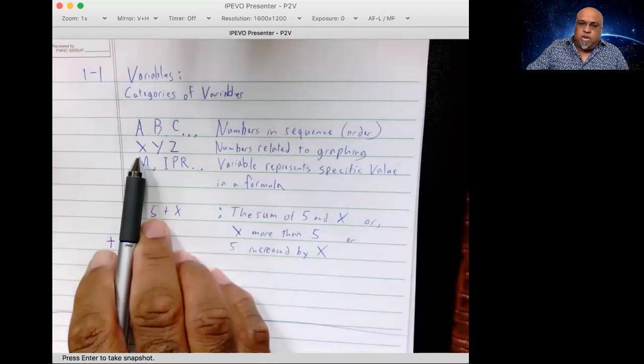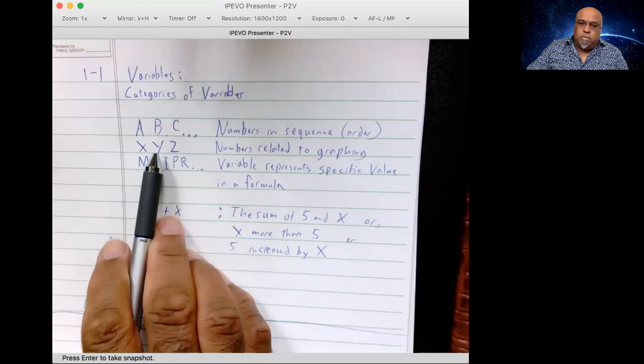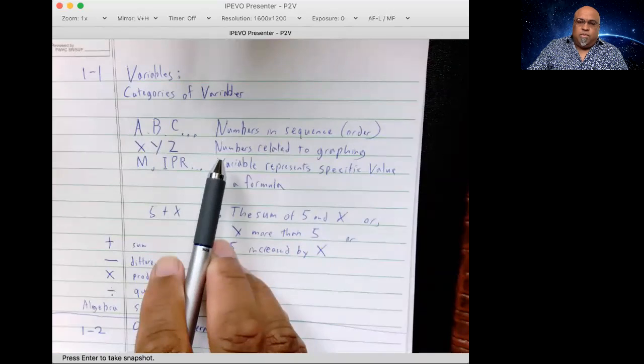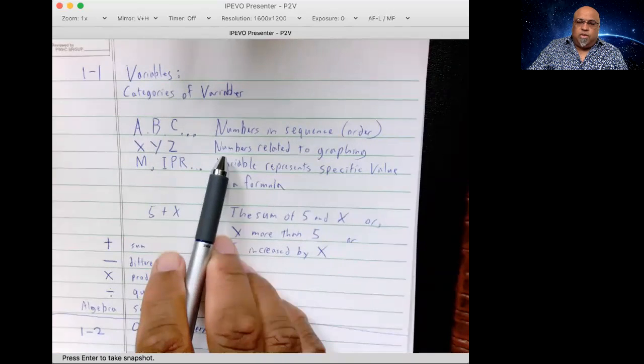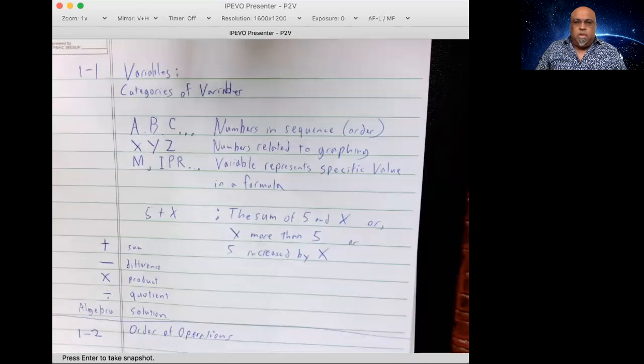Now, there's the very common X, and then usually almost as common is Y, and sometimes you have Z. When you see X, Y, and Z, usually these are numbers that are related to graphing. Later in the course, we're going to find out a lot about how to graph numbers on a coordinate plane or on graph paper, okay? That's when you use the letters X, Y, and Z.